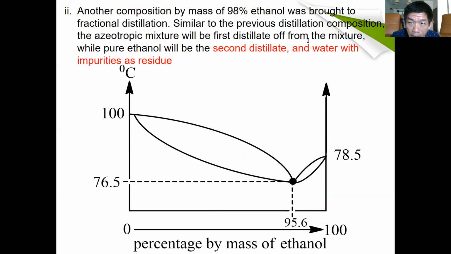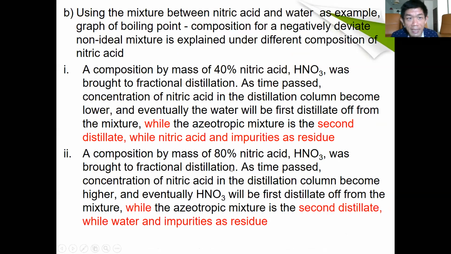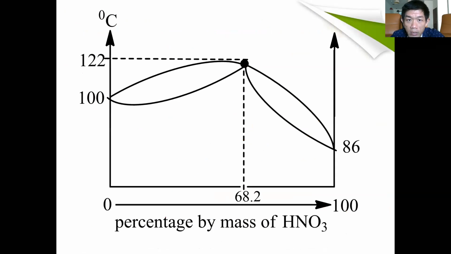Okay, so immediately we go to the second one, which is negative deviation. As for negative deviation, let's say we have a mixture of nitric acid and water. So we start from 40% nitric acid and 80% nitric acid. Given to you, this is the graph of negative and positive deviations. This is the boiling point composition for the mixtures of ethanol, nitric acid, and also nitric acid and water. In here, this is the boiling point for pure water.